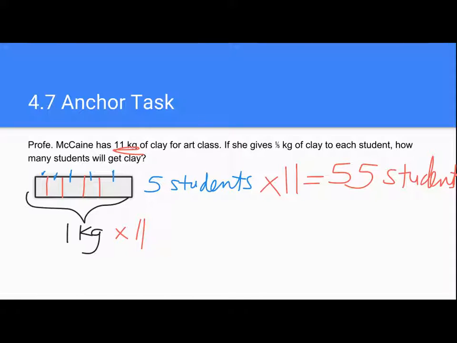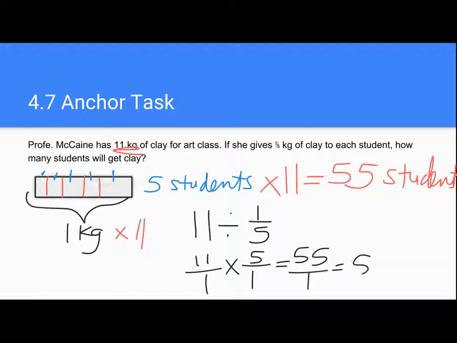So the way we would work this out is we'd want to think about what's our total. Well, she has 11 kilograms of clay, so 11 is our total. We're dividing the 11 kilograms into pieces that are 1/5 each. So we'd put 11 over 1 because 11 is equal to 11 wholes. We're going to multiply by the reciprocal of 1/5. The reciprocal of 1/5 is 5 over 1. And when we multiply, we get 55 over 1, which is equal to 55. So it worked out. We did it with our bar model and we did it with our algorithm. 55 students will be able to receive clay.